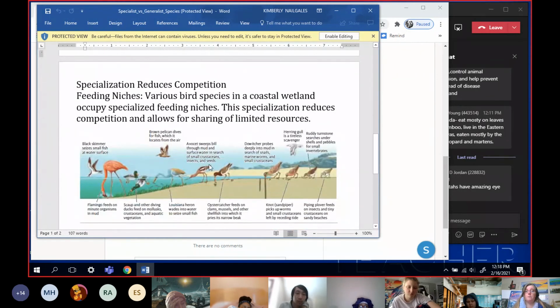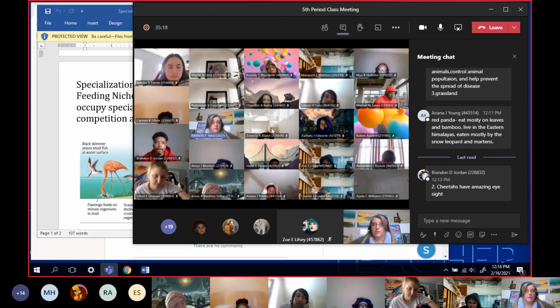All right, these are some birds here, all specialists. All of these birds are specialists. And so we want to know, how can you have this many birds living in one place? That's one of the things you're going to be answering there. It has a lot to do with the fact that they are specialists. So check it out. Do you have any questions?